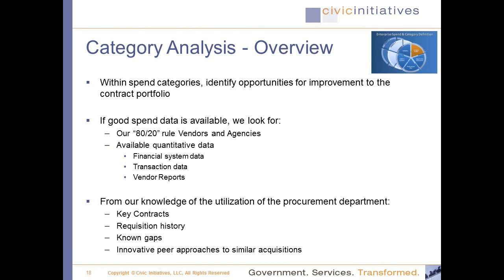So when we do category analysis then, so we've got that spend, we've defined some of the categories, right? So that we know how we're going to break out work consistently. And so then within those spend categories, how do we identify opportunities to improve our contracts? So if we do have good spend data, the kind of stuff that you would naturally pull in reports is, in the 80-20 rule, what's our big vendors? 80-20 is, 80% of our spend is going to be 20% of our vendors. So, who are our big vendors? Who are our big agencies? And then, where's our transaction data to say what kind of spend is going on these?